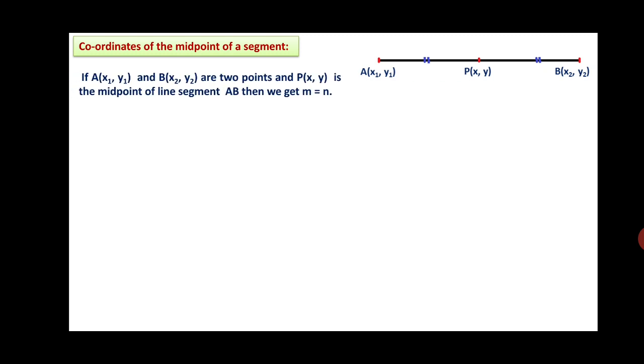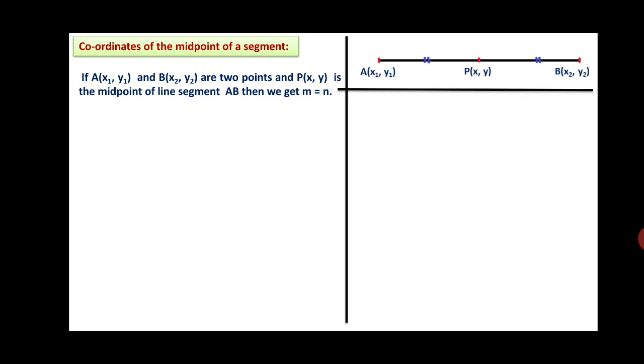Now, let us turn to the next point, that is, coordinates of the midpoint of a segment. Here you can see in the adjoining figure that A (x1, y1) and B (x2, y2) are the extreme points of the segment AB, and P (x, y) is the midpoint of the line segment AB. Then we get m is equal to n from the section formula. Therefore, the values of x and y can be written as, we know x is equal to (mx2 plus nx1) divided by (m plus n).